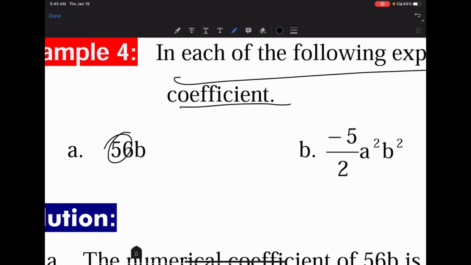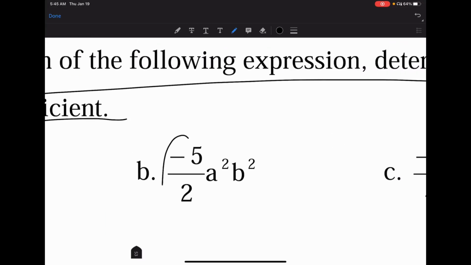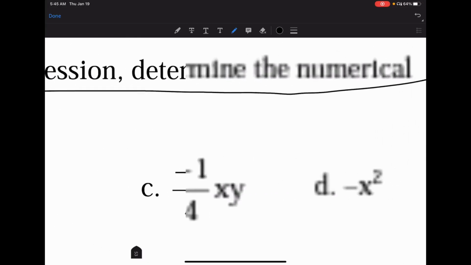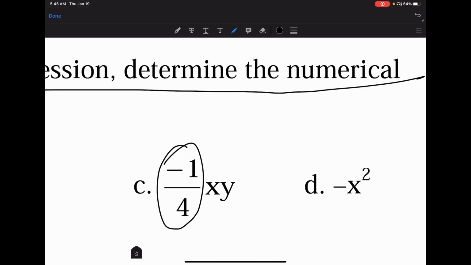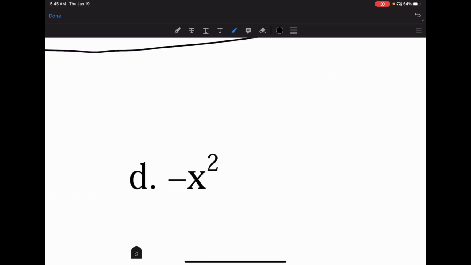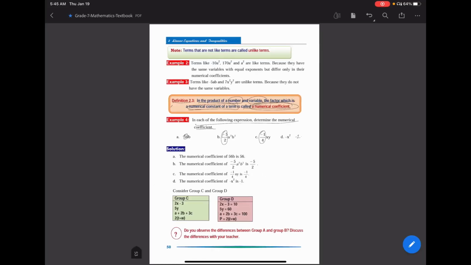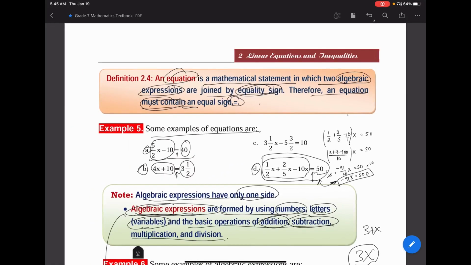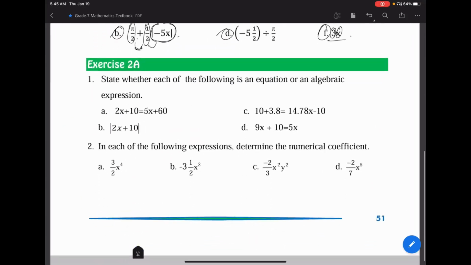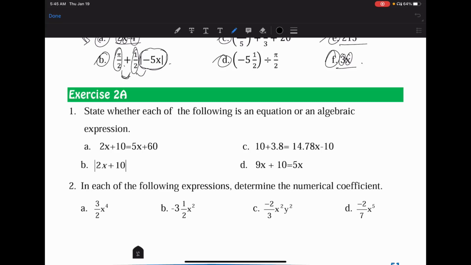56b, the numerical coefficient is 56. The numerical coefficient of this one is negative 5 over 2. The numerical coefficient of this one is negative 1 over 4. The numerical coefficient of this one is negative 1. Okay, then equation is defined. That's an example to answer. And yes, state whether each of the following is an equation or an algebraic expression.